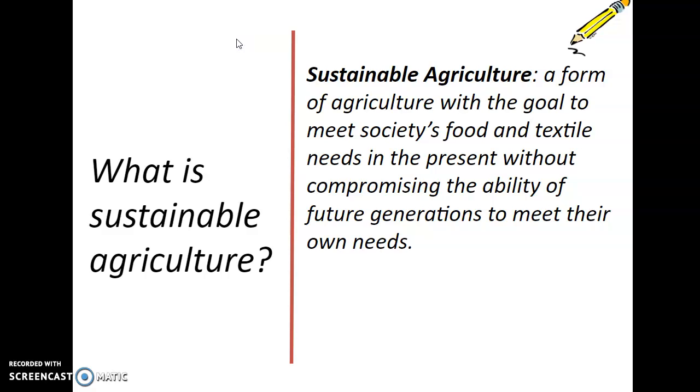So we've learned about traditional, conventional, industrial agriculture. That is one type. Now we're going to learn about sustainable agriculture. Sustainable agriculture is a form of agriculture with the goal of meeting society's food and textile needs in the present, so right now, without compromising the ability of future generations to meet their own needs. So we're farming in a way that we're not hurting those in the future.